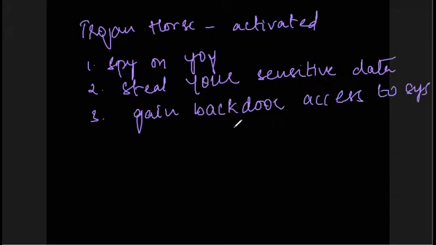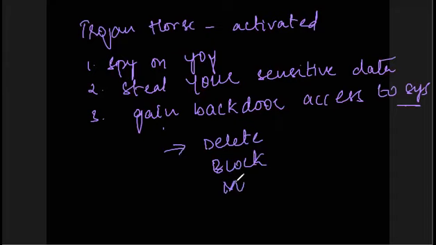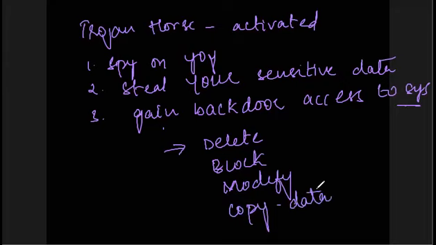Now backdoor access to the system means, if suppose only an authorized person has access to a particular system, you're going to install a backdoor so that the hacker can get access to the particular system as an authorized person. Now this person can delete the files, block the data, modify the data, or copy the data from your system.